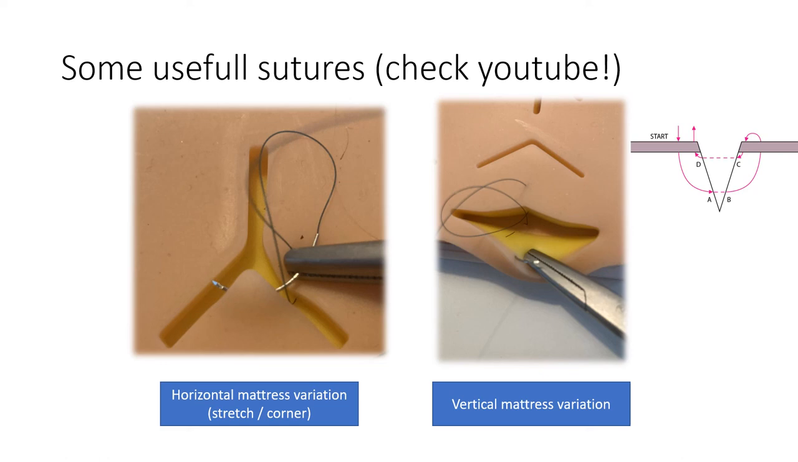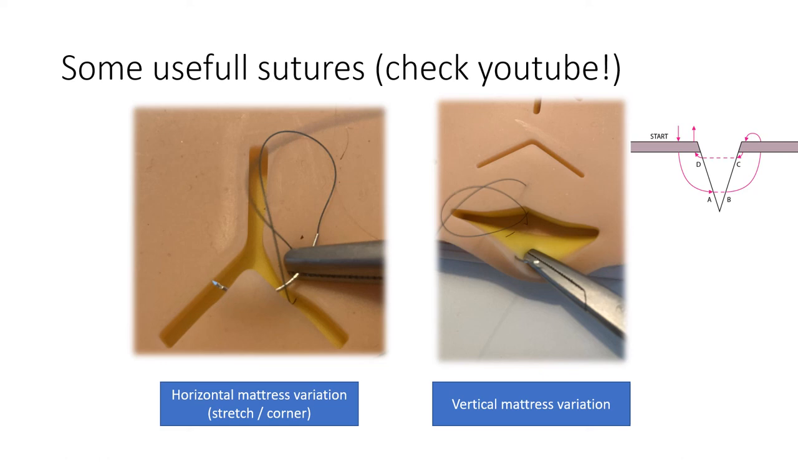I'll just show you some different suture techniques beyond the basic one that might be needed in different cases. So this is a horizontal mattress. With a horizontal mattress, you will go in here, and then traditionally you would go in here and here, and then here, and then you'll pull.